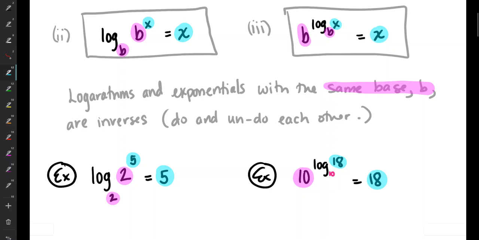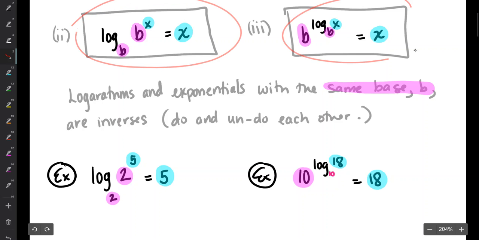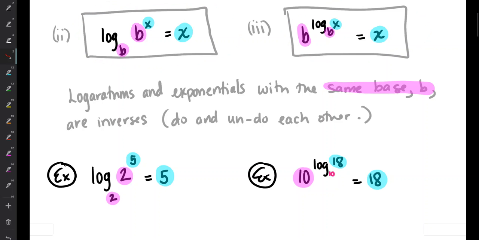So, these properties are used in questions 4 and 7 in our 12.4 homework, and they're things that we'll be seeing throughout our work with logs. It is important to understand that logs and exponentials are inverses of each other. They do and undo each other.